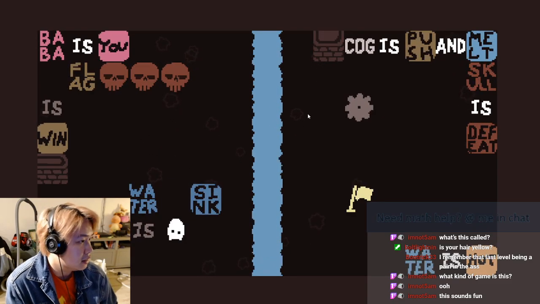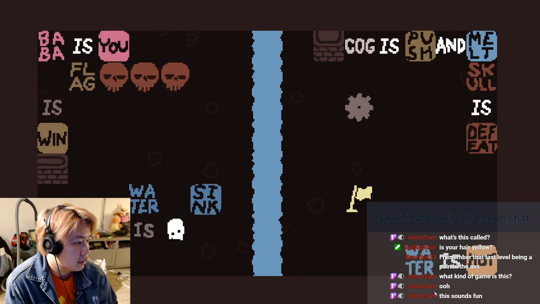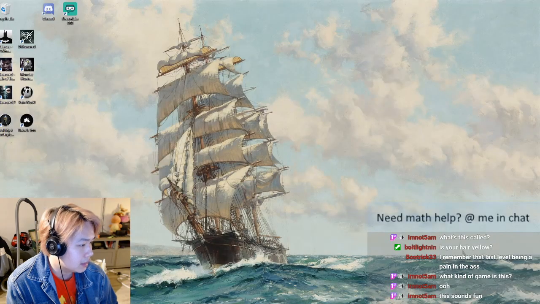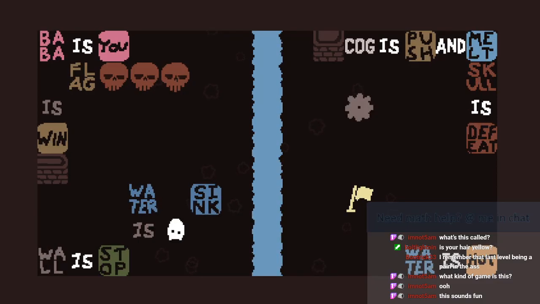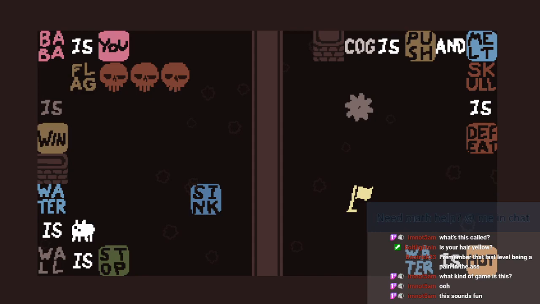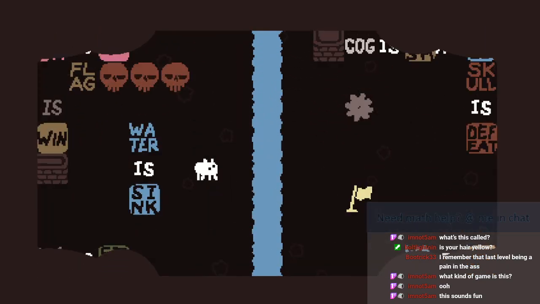Okay, this you guys can't see, but let me turn off my camera for just a quick second. That's not my camera. Okay. So you guys can see in the bottom left corner, it says wall stop. I'm just trying this out for fun. This makes all the water walls. Oh, I guess that doesn't do anything. So let me restart.